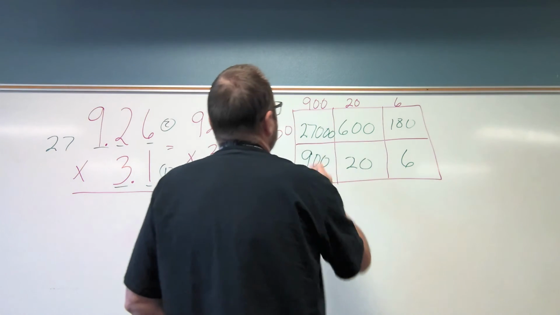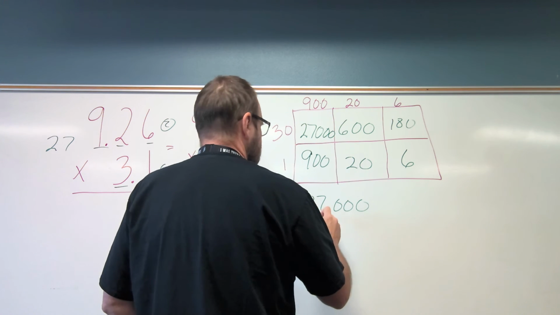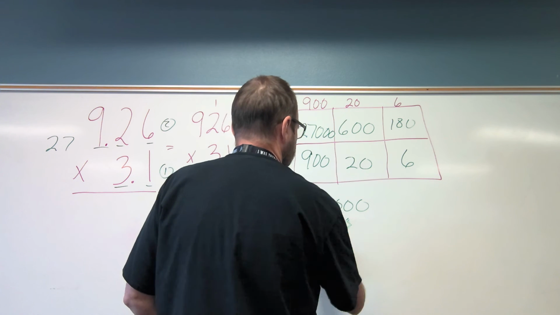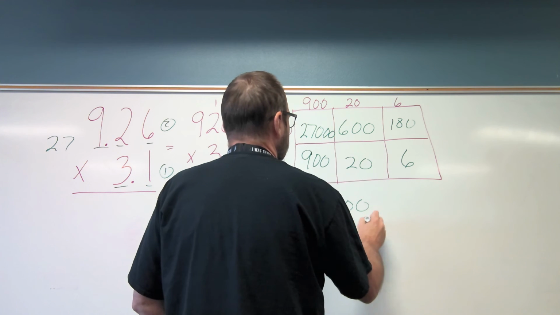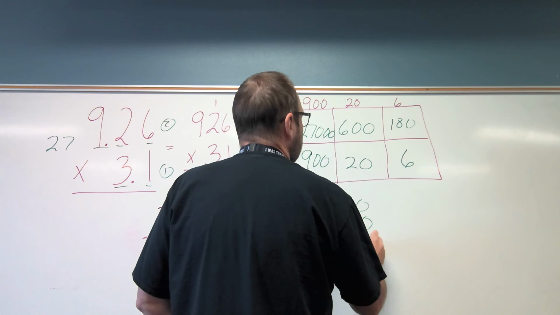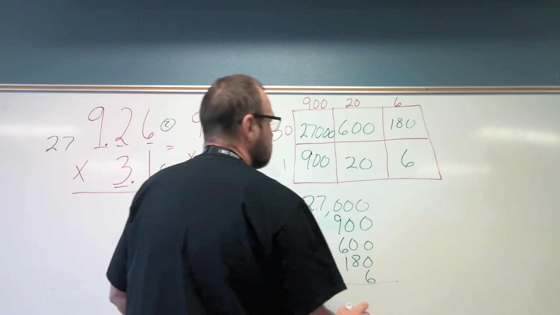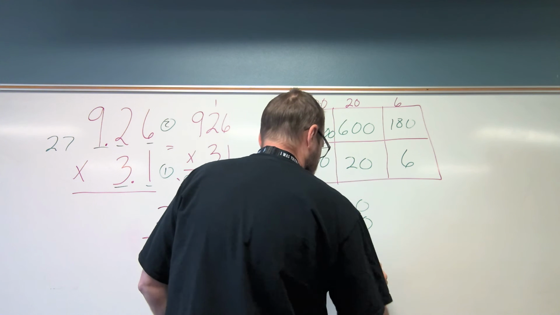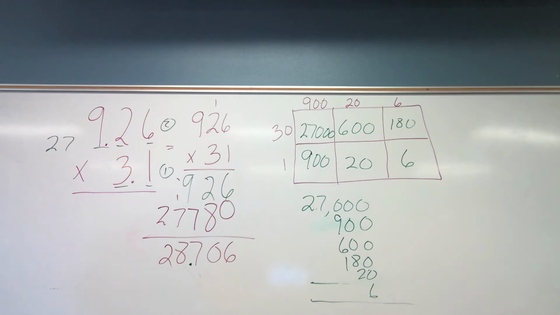So we can do 27,000 plus 600. I thought you had to do it in order from the greatest to least. Okay, we can do it from greatest to least: 27,000, 900, 600, 180, 20, 20, and then 6. And then if we add that together, hopefully we get 28,706. Then we go back and we put our decimal point in the correct location.